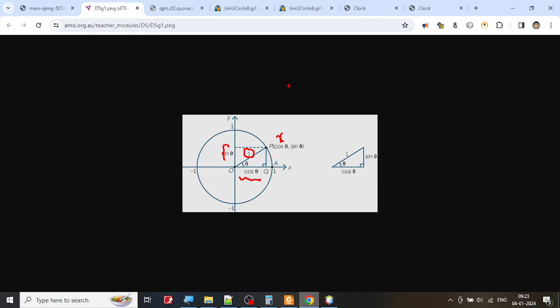Suppose the circle has any other radius, then how do you do that? You are going to say r cos theta, comma, r sine theta. You are going to get the value of x and y. So x value is r cos theta and y value is r sine theta. So any point on the circle, you can get it using r cos theta and r sine theta.